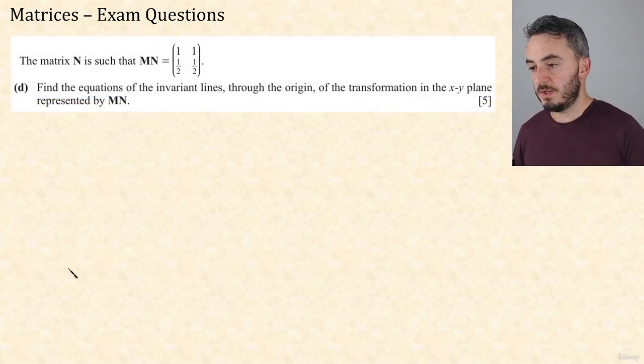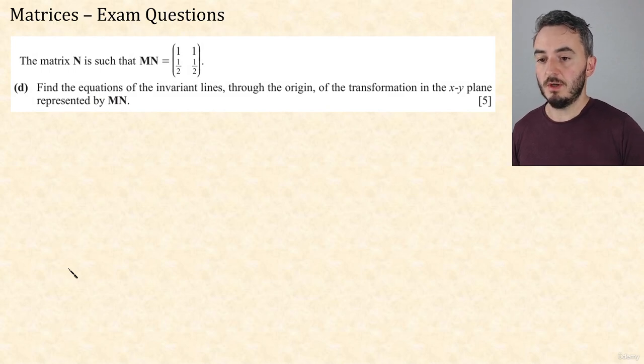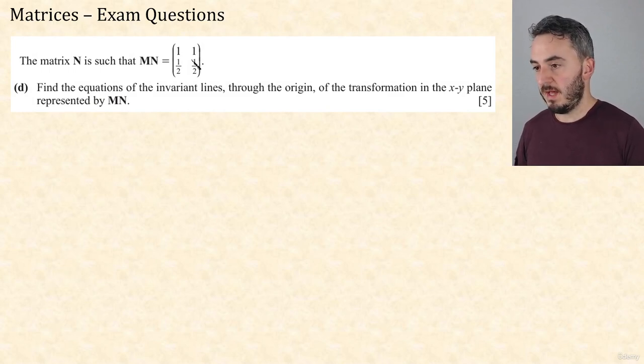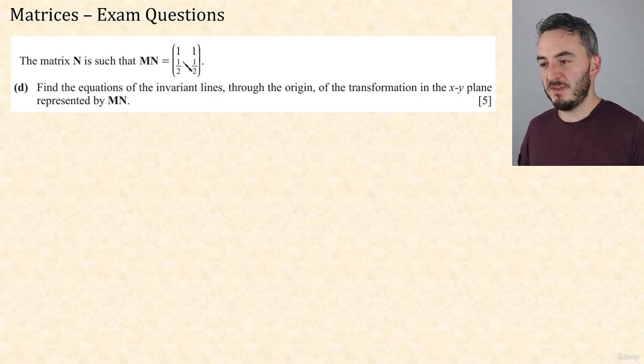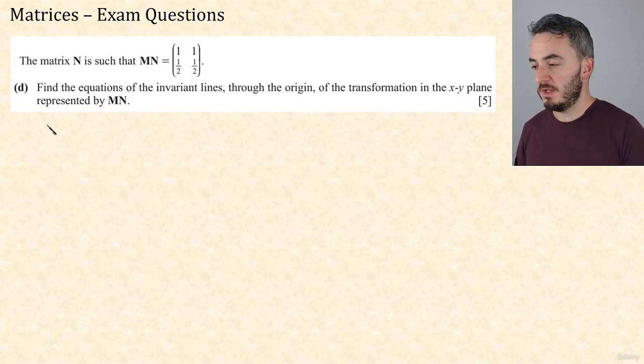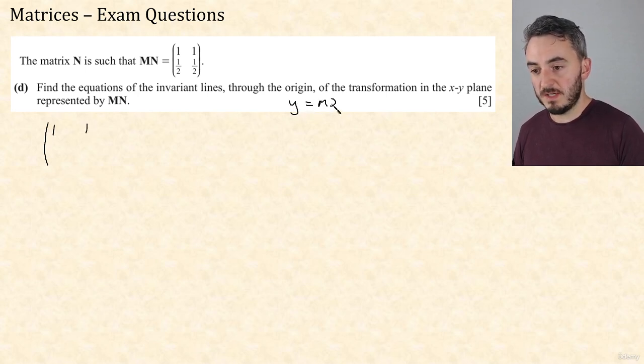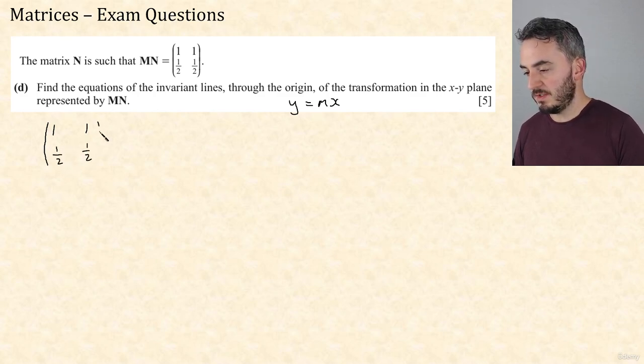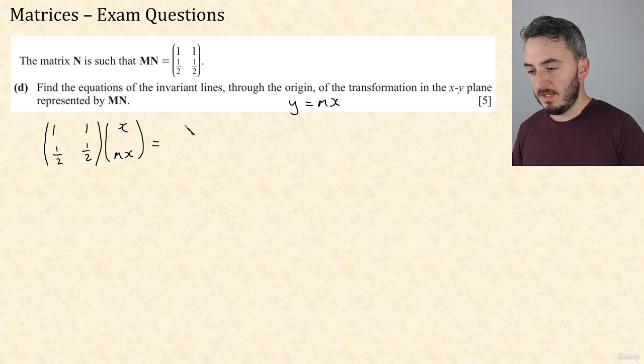Okay, find the equations of the invariant lines through the origin of the transformation in the xy plane represented by MN. Okay, so this is good because even if you mess up everything else, you can still just do this question. So an invariant line through the origin will be one of the form y equals mx. So we're basically just trying to find the m, or the possible values of m. So an invariant line will be one such that when you apply this matrix to an arbitrary point x, mx on the line, it still is on the line, which means the x value we get here and the y value we have here should still work in this equation.